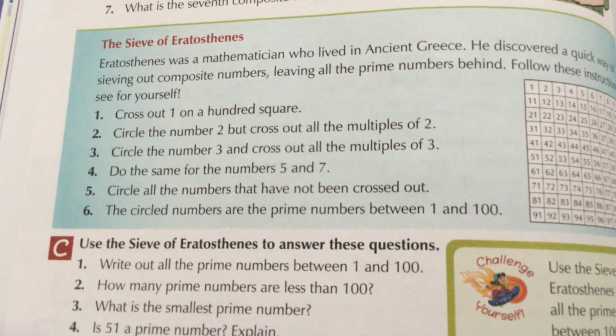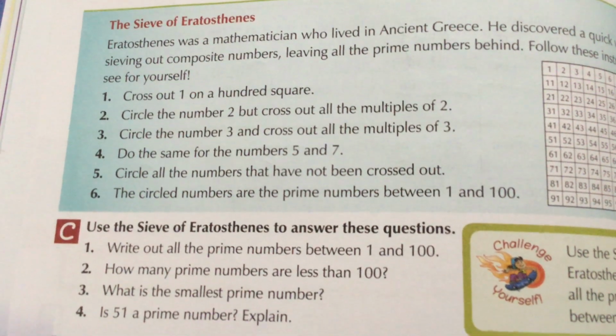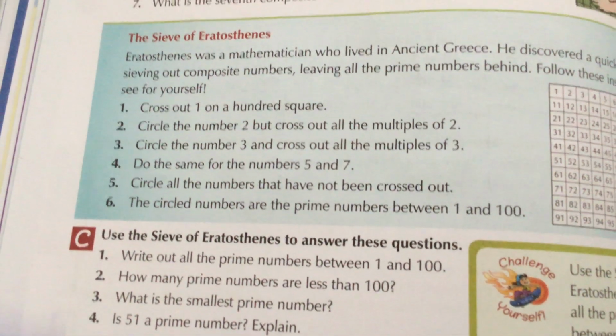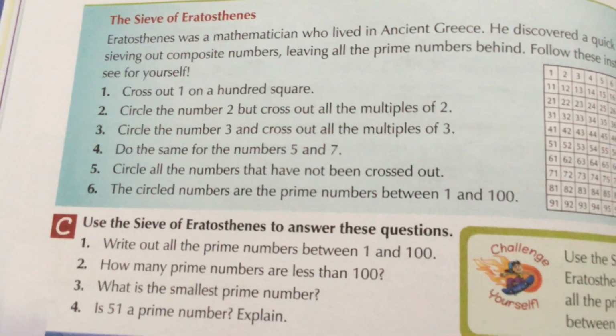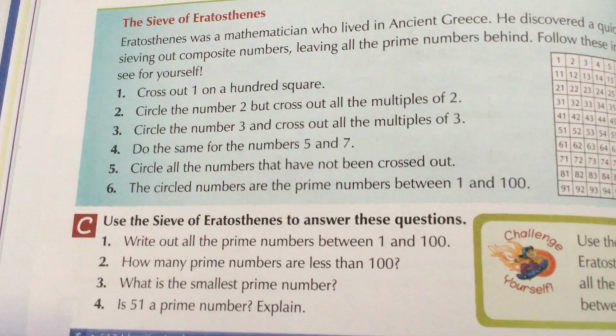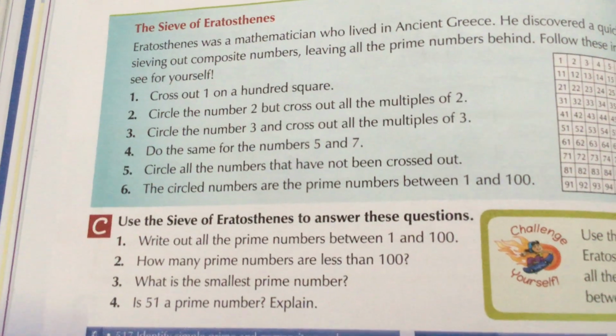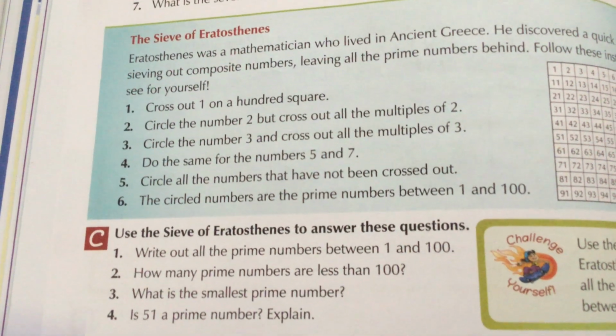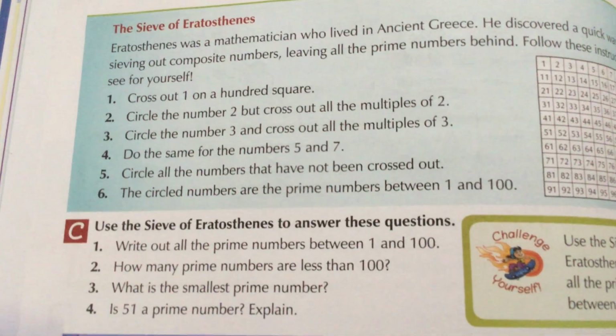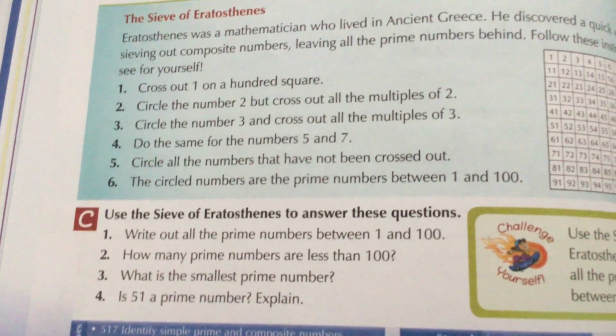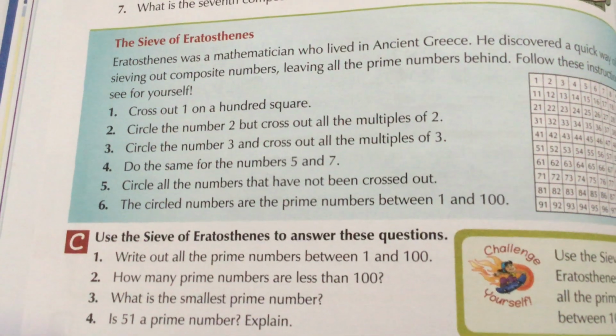And then use the sieve again to write out all prime numbers between 1 and 100. How many prime numbers are less than 100? What is the smallest prime number? And is 51 a prime number? You can explain that orally, and I'll upload the answers. A prime number means there is no other number that goes into it except itself and 1.